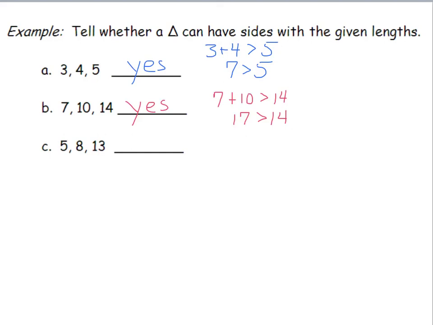The last example, if we take a look at it, I've got 5, 8, and 13 as possible side lengths. We're going to take the two smallest sides, so we're going to use 5 and 8. We're going to see if it's greater than 13. So 5 plus 8 gives me 13. Is 13 greater than 13? No, it's not. It's actually equal. But we don't have an equal to bar underneath that inequality, so we're going to say no, I cannot make a triangle.